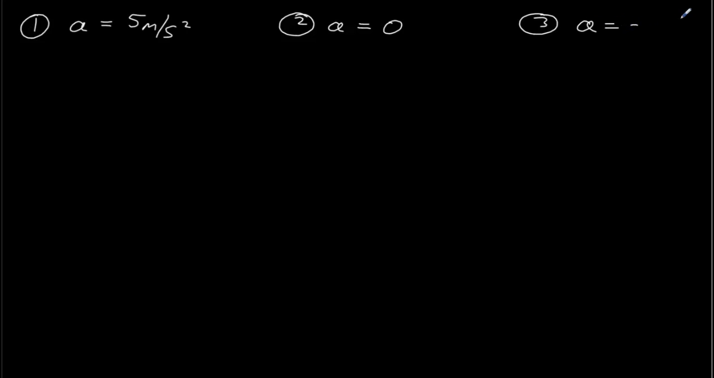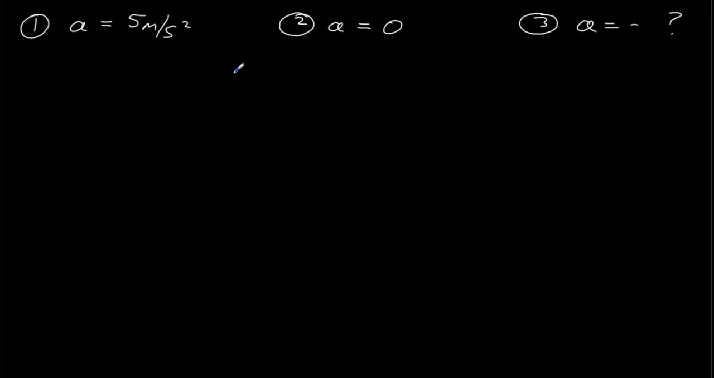So we said there were 3 regions. The first one had a positive acceleration. It was speeding up, gaining 5 meters per second of speed every second. In region 2, it was a constant speed, a equals 0. And in region 3, we had slowing down, so we had a negative acceleration, but we didn't know what the value was.